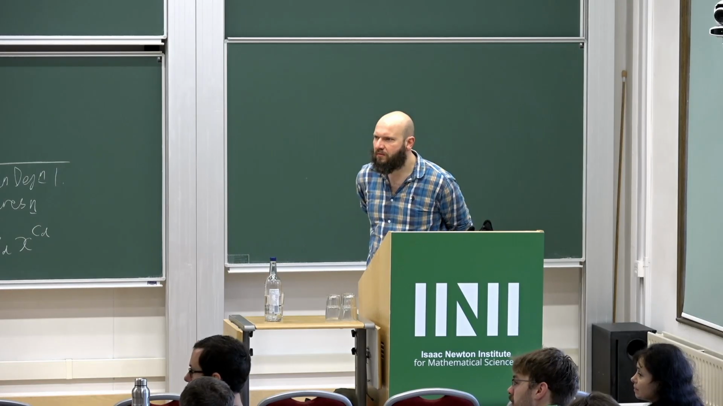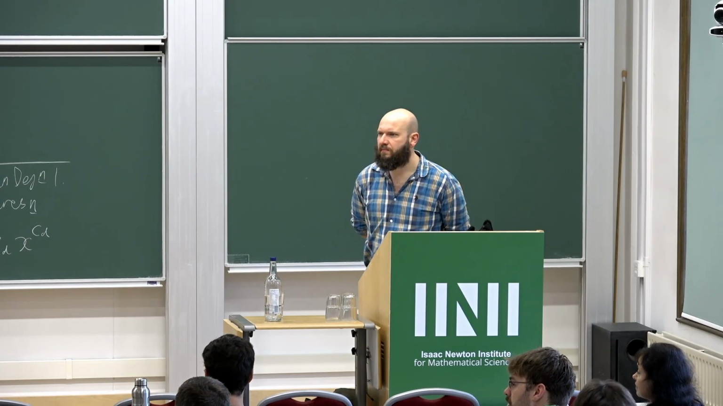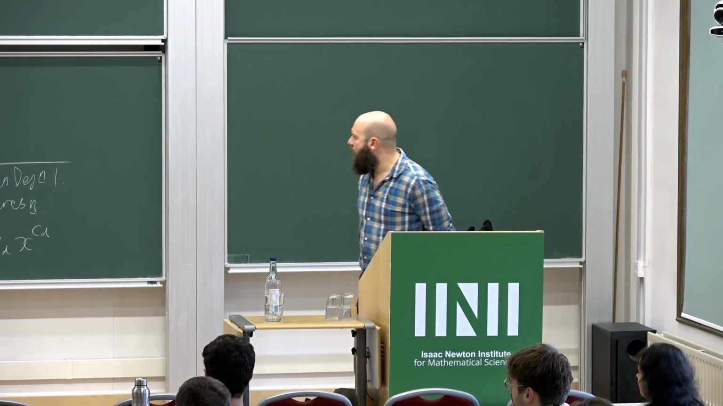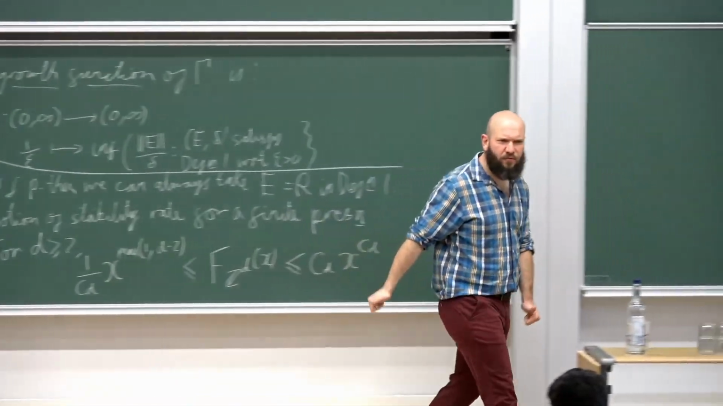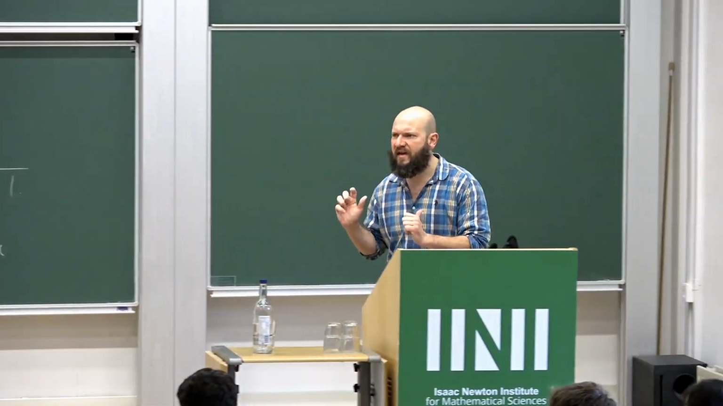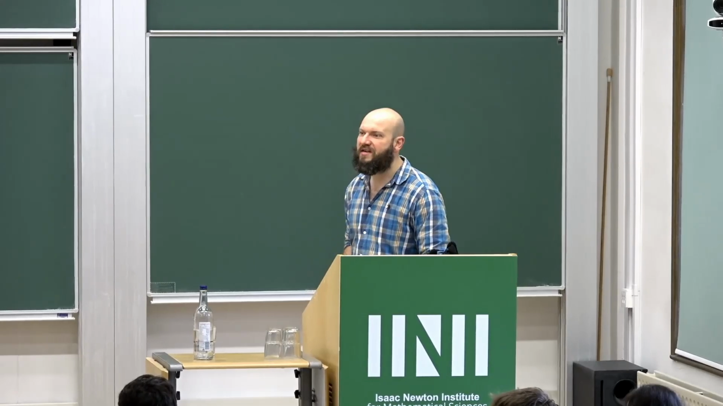Alan? So for Z squared, we don't know whether this function is unbounded. Like it might be constant. So that's why I have the maths here. So just as for the stability rate, it's at least linear, unless it's the trivial presentation of the free group.